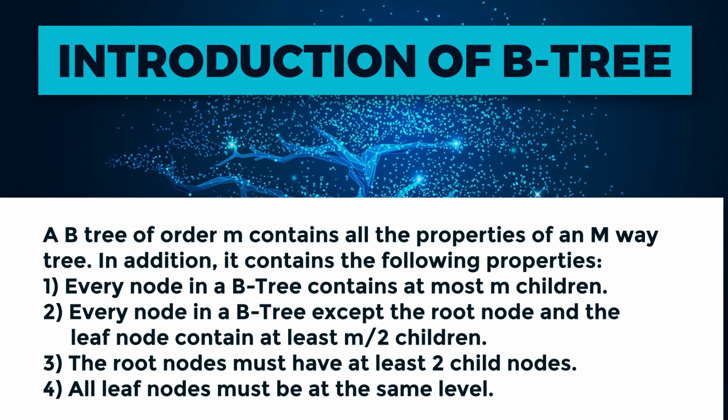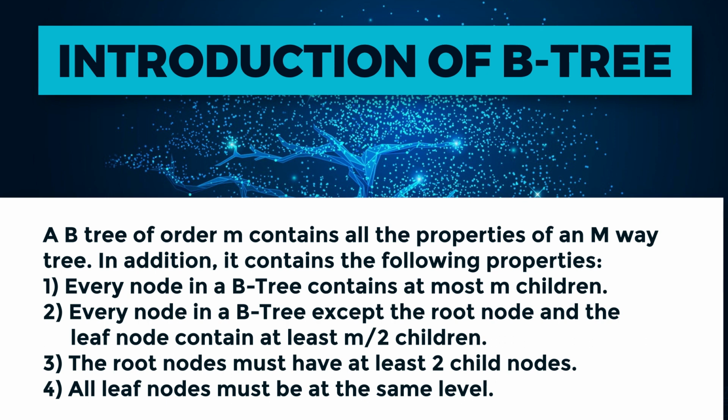As we know, what type of node is an internal node? It's a child of the root node as well as a parent of the leaf nodes also. All these kinds of nodes are called internal nodes. So for internal nodes, the minimum should be m by 2 children.